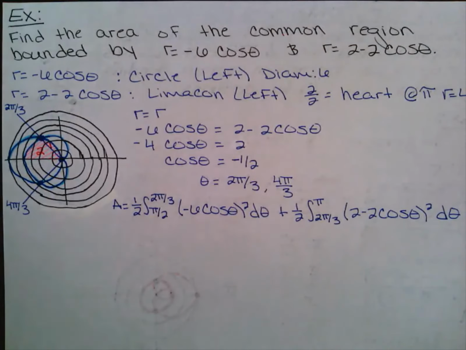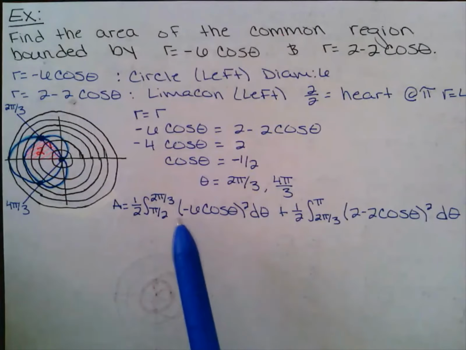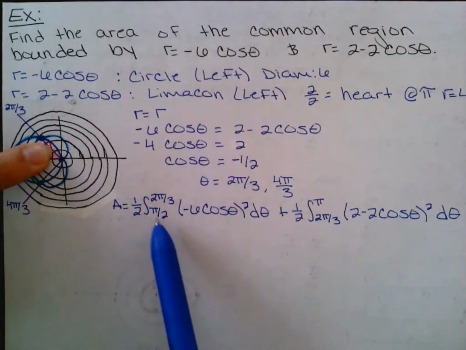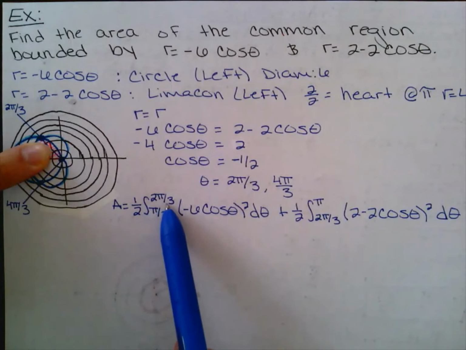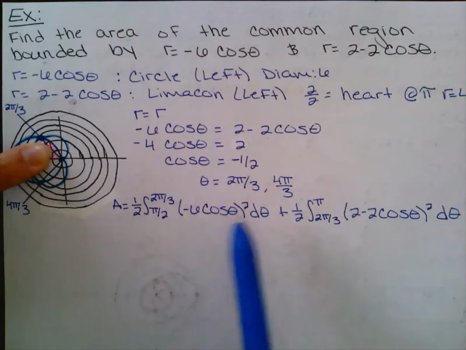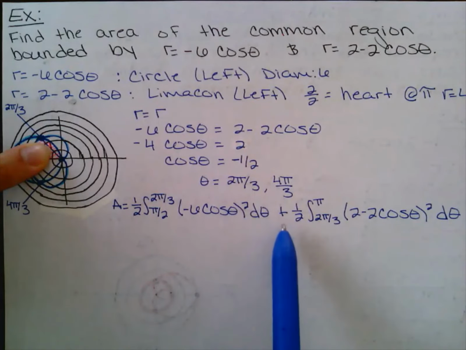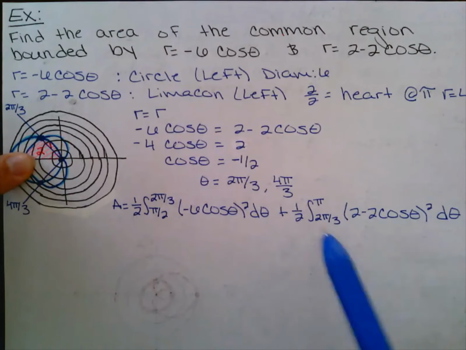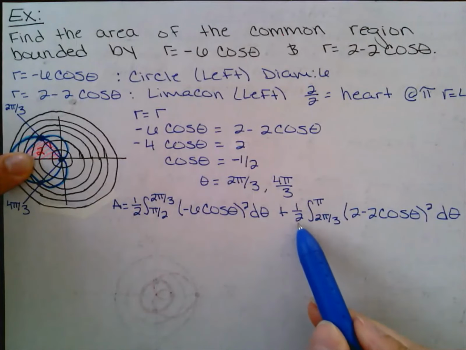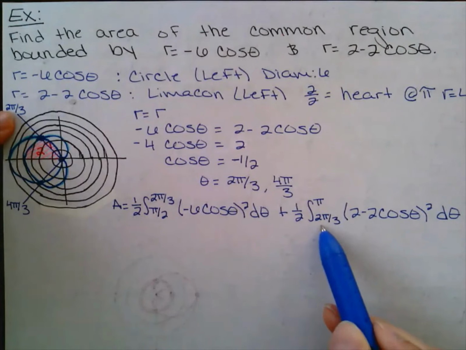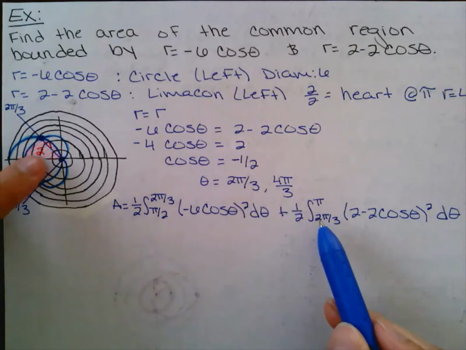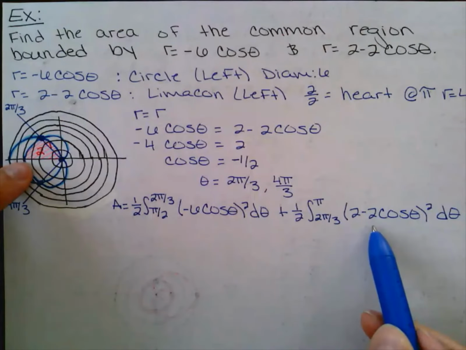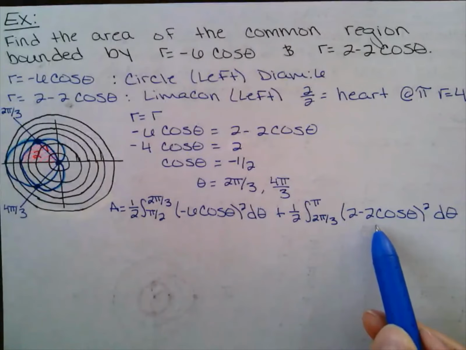All right, so I zoomed out and I wrote down what we just talked about. The first portion is going to be from, remember the formula always has a half, but from pi over 2 to 2 pi over 3, and only underneath the circle, and then the formula has a squared. We're going to add it with our second portion, which is going to be half because of the formula, the integral from that 2 pi over 3 to pi, and visually we saw it was only underneath the heart, not underneath the circle. Okay?